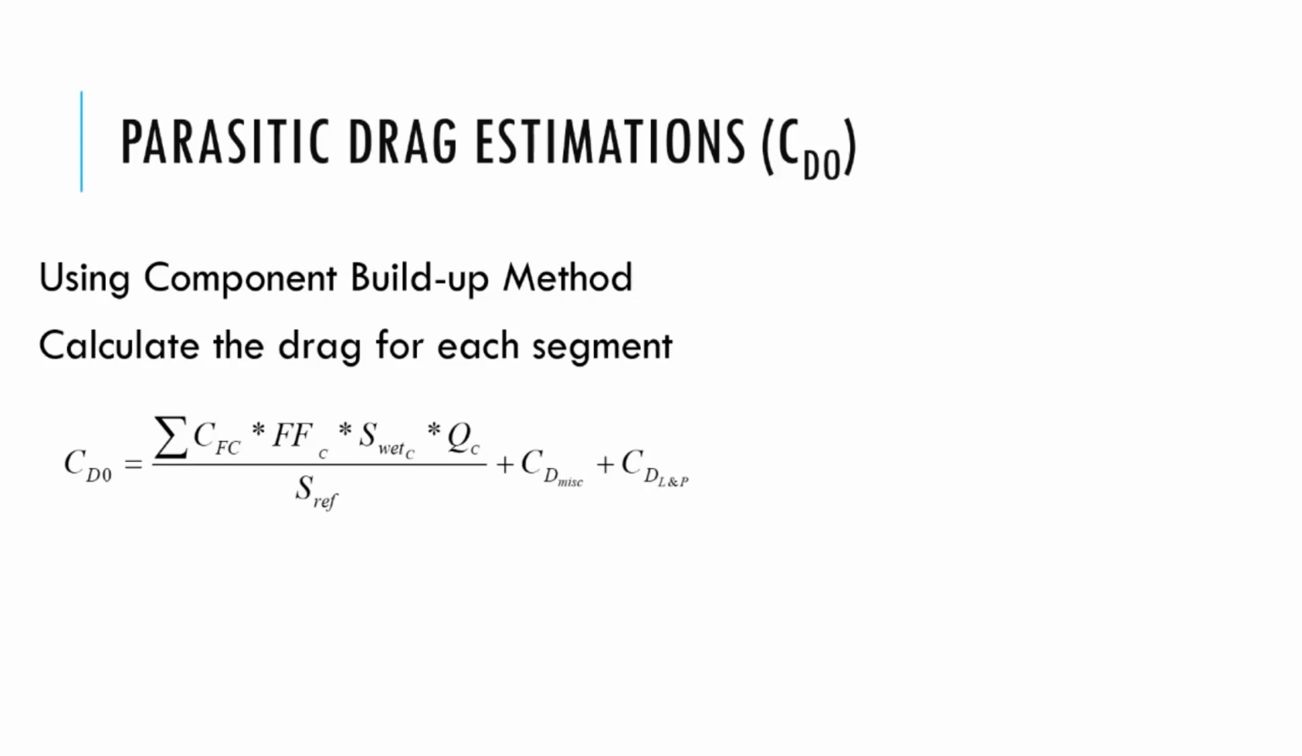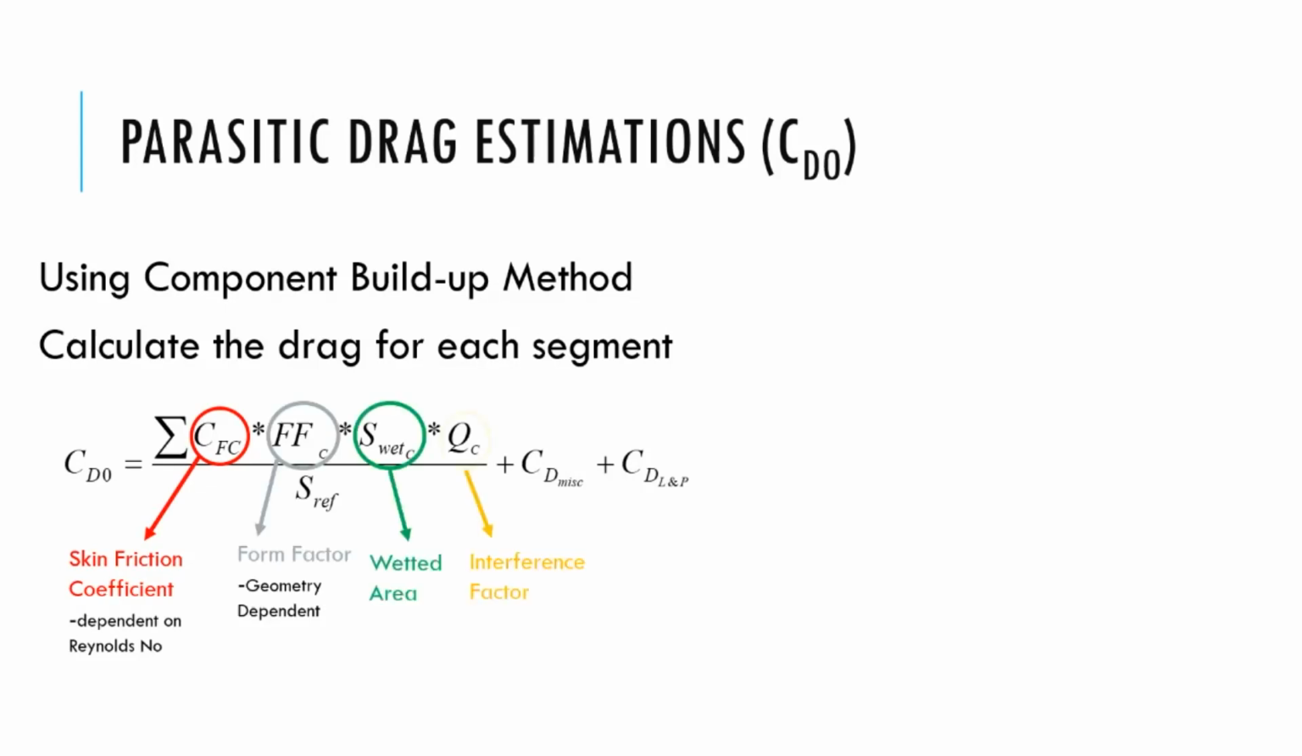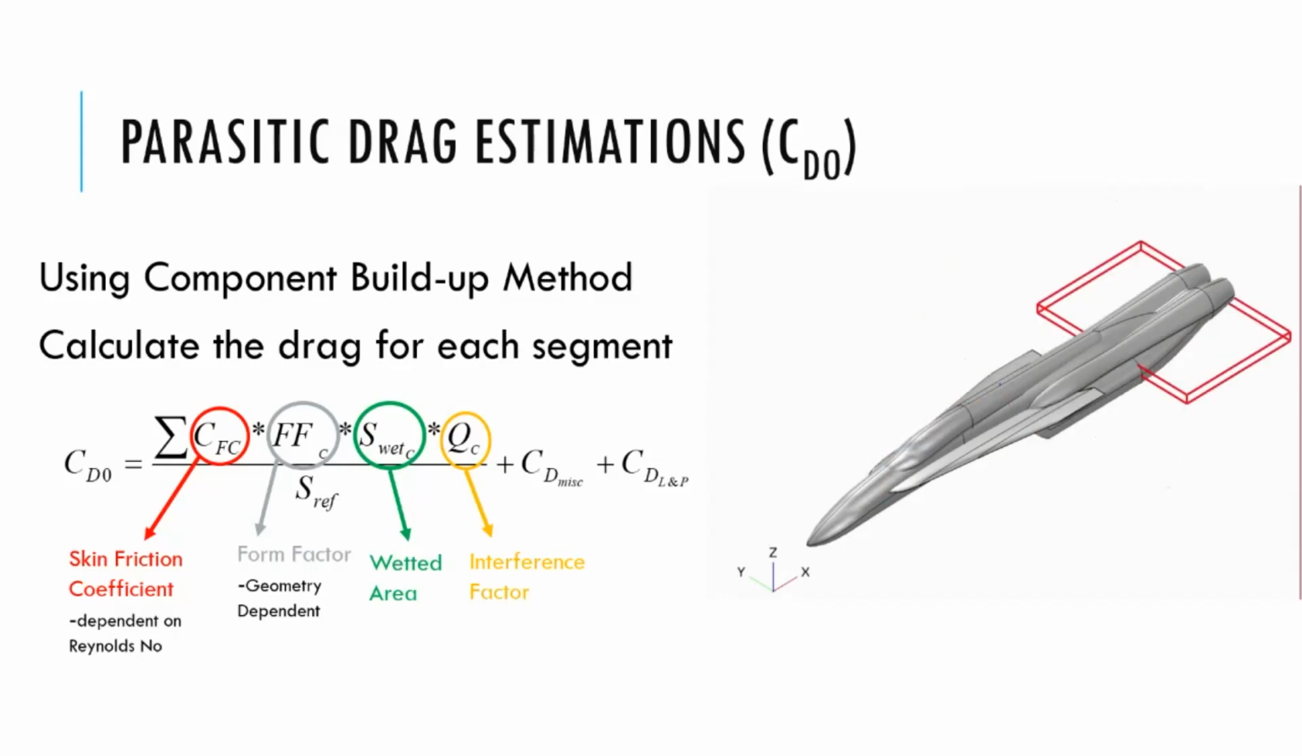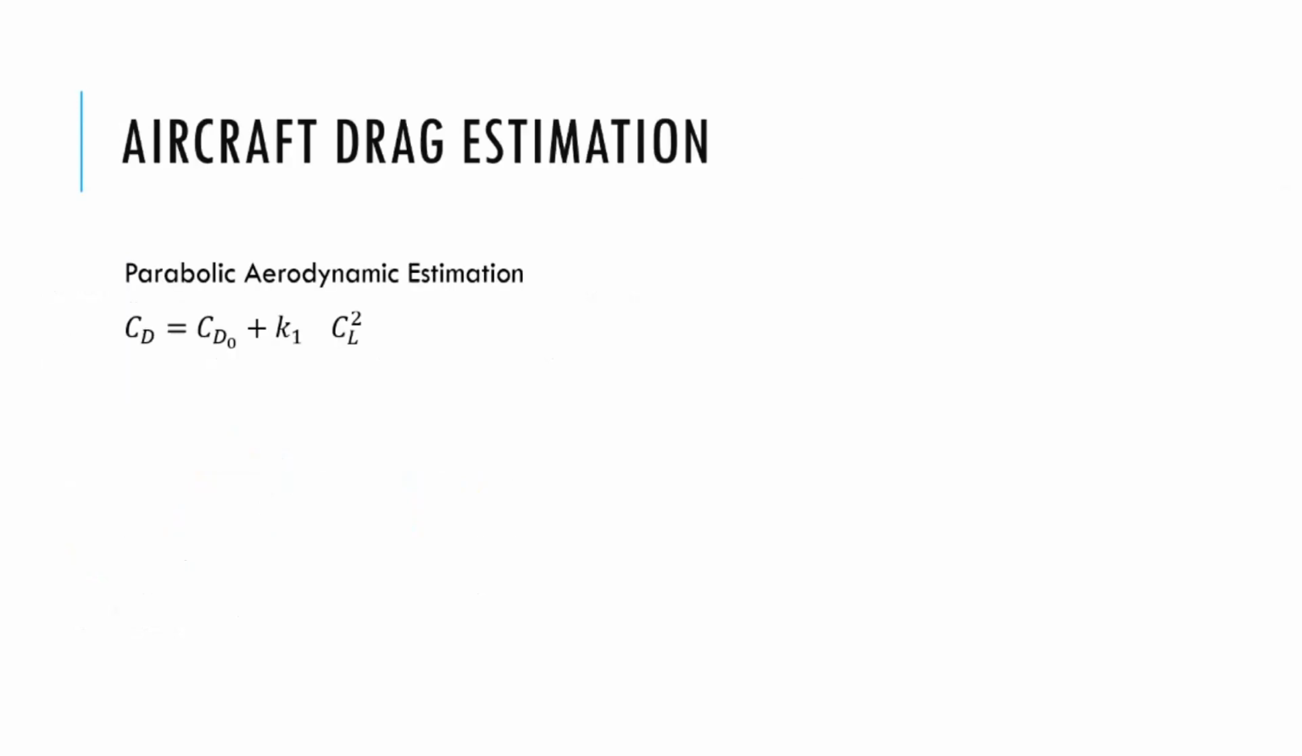Then you have miscellaneous drag, and you have drag because of leakage and protuberances. Okay, so you have a skin friction coefficient which depends on Reynolds number. You have the form factor, which is geometry dependent. You have the wetted area of the aircraft, and you have the interference factor Q. Okay, so you can see that depending on how much is the interference between various components, you will have the drag at that place. Wave drag is not relevant to you because your flight is actually not supersonic.